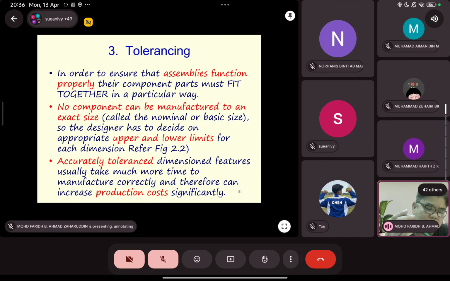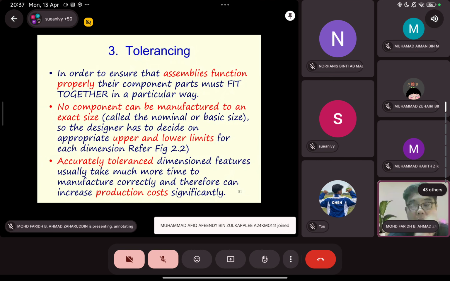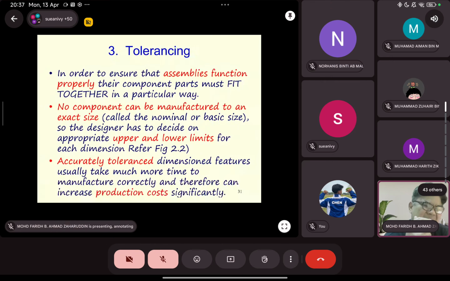For example, we have one basket with 1,000 nuts, and we have another basket with 1,000 screws. You can pick any one of the nuts and any screw, and they can be fitted together. Interchangeable manufacture. We learned about tolerance. There are three types of fits. The first one is known as padanan kelegaan, a clearance fit.